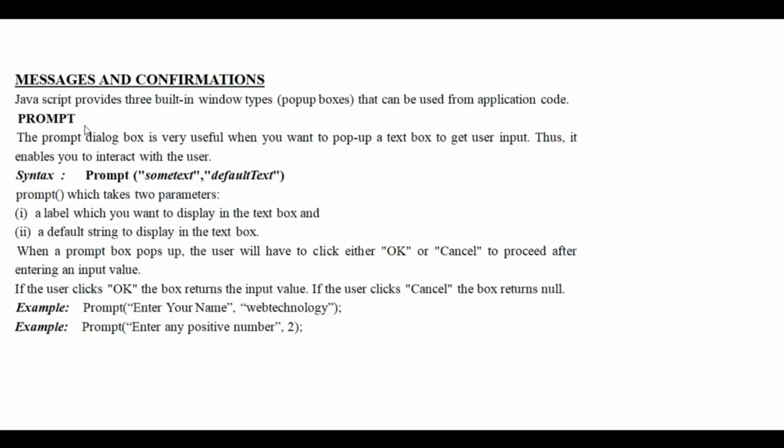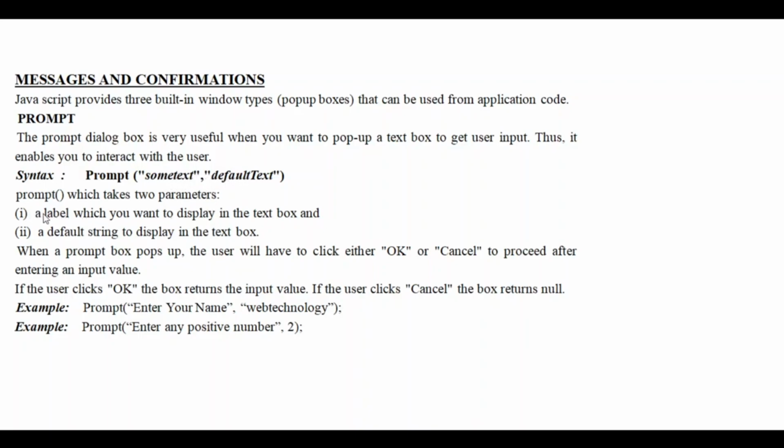First one, prompt. The prompt dialog box is very useful when you want to pop up a text box to get user input. Thus, it enables you to interact with the user. So what can we do with the prompt method? We can take the input from the user. In this method, we have two arguments: the first argument is some text and the next argument is default text.